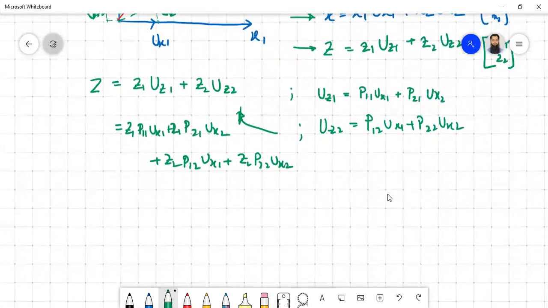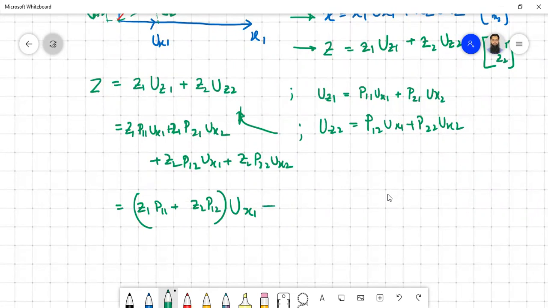Now for Ux1 and Ux2, if we take common terms, what we find is (z1 p11 + z2 p12) multiplied by ux1, plus (z1 p21 + z2 p22) ux2.